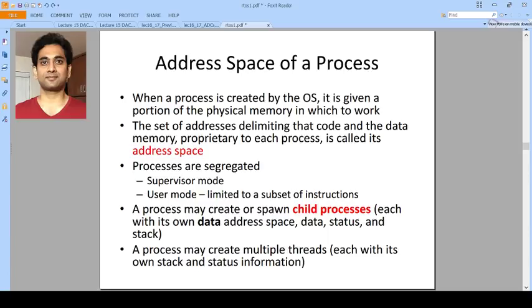embedded system applications. Now, a process may create its child process, and each of these child processes has its own address space, data, status, and stack resources. Now, a process may create multiple threads, each with its own stack and status information.